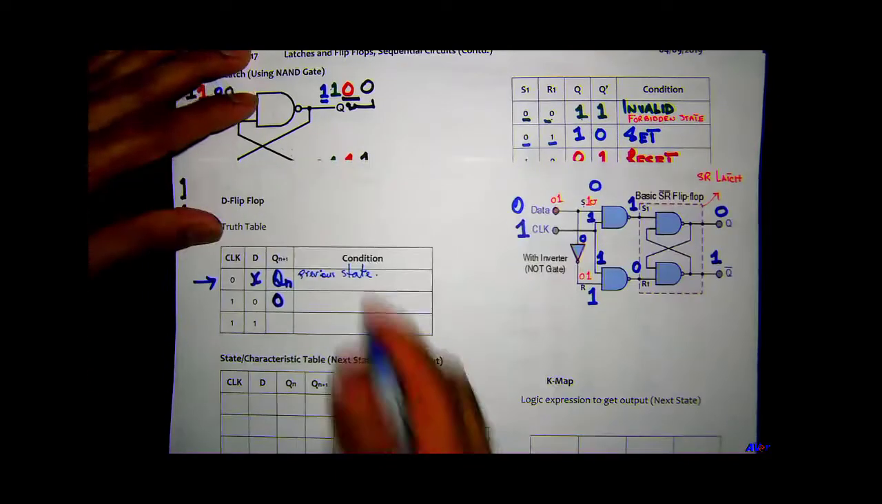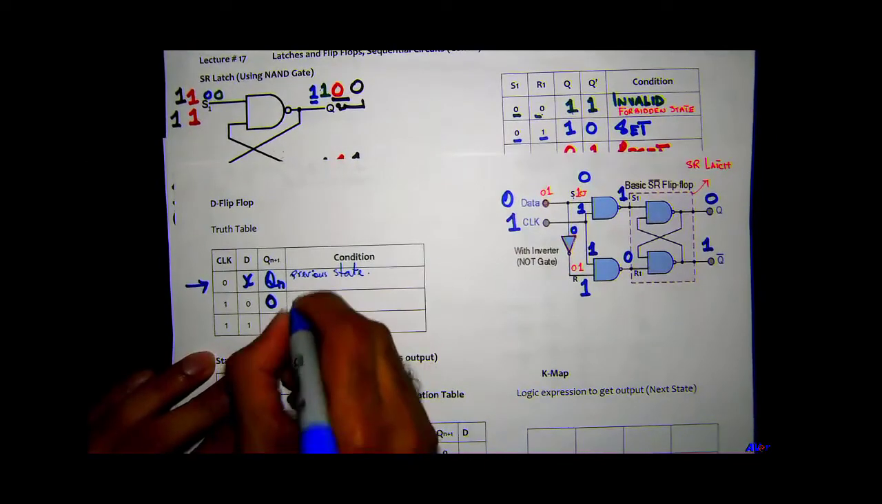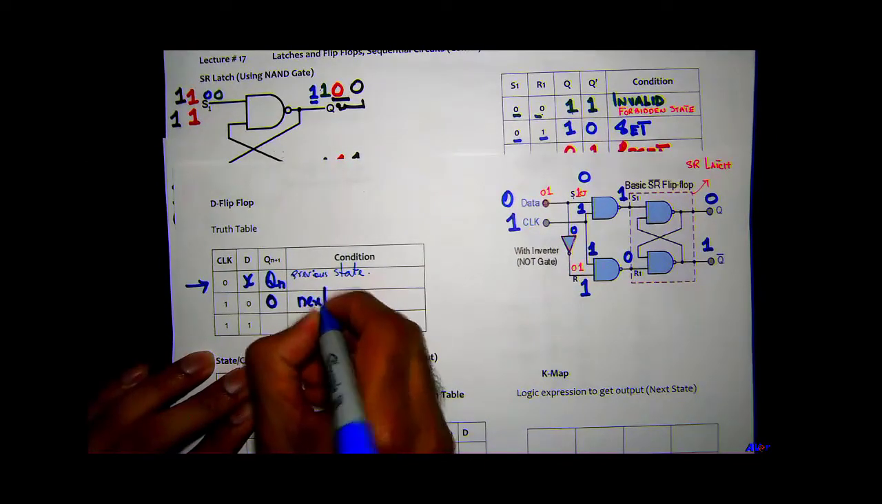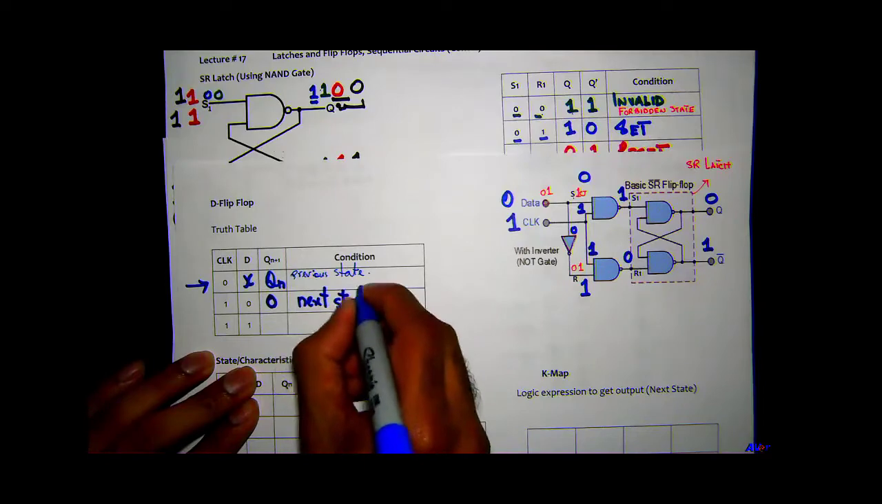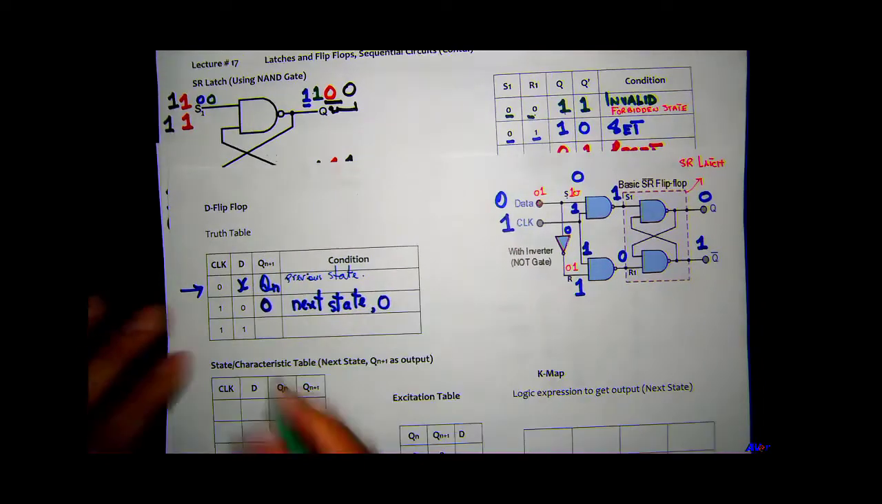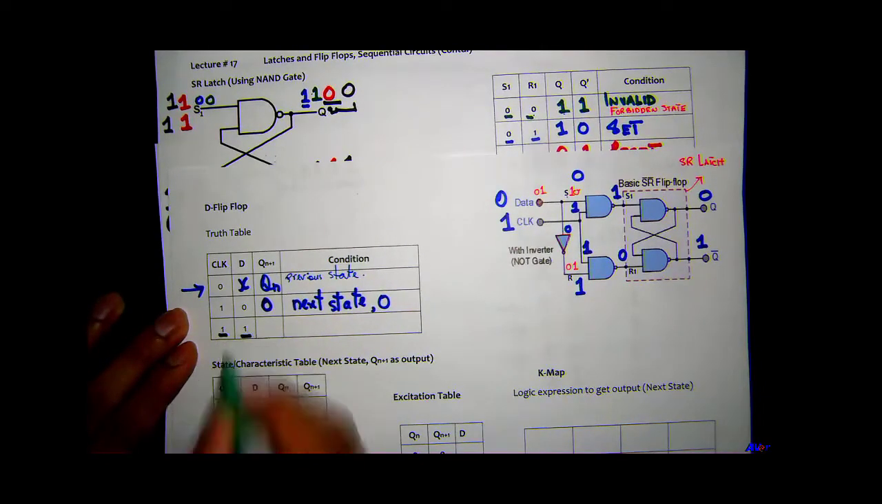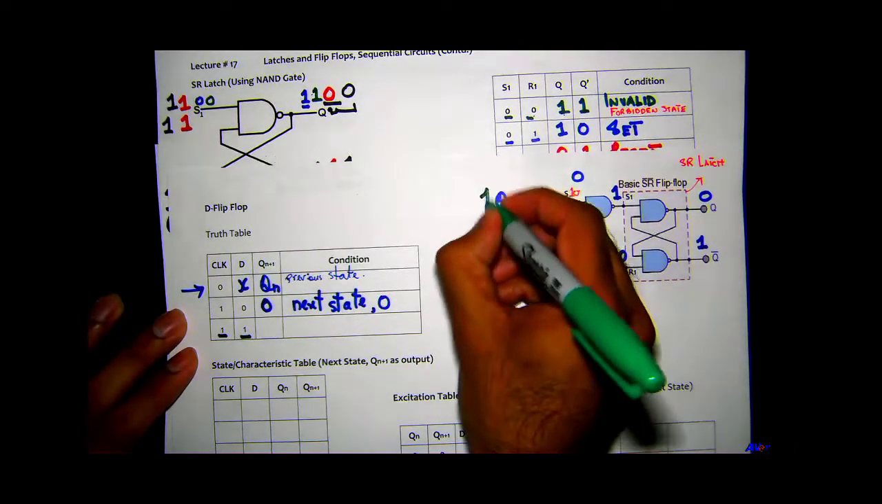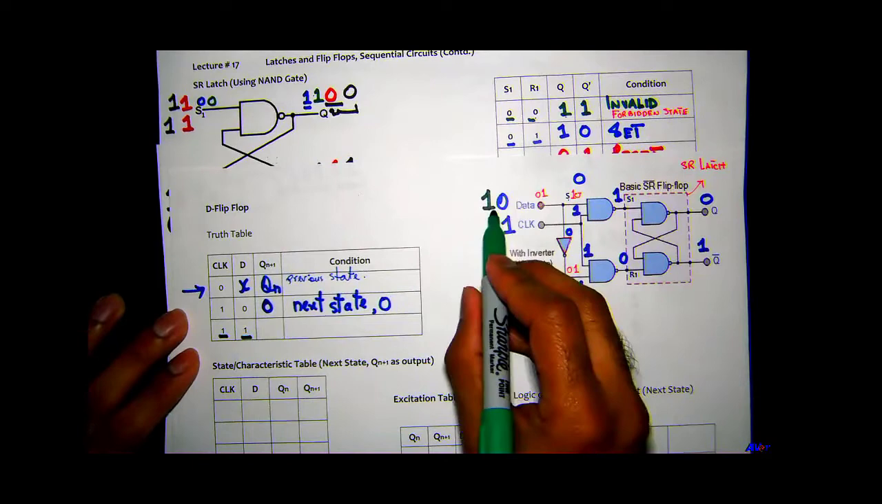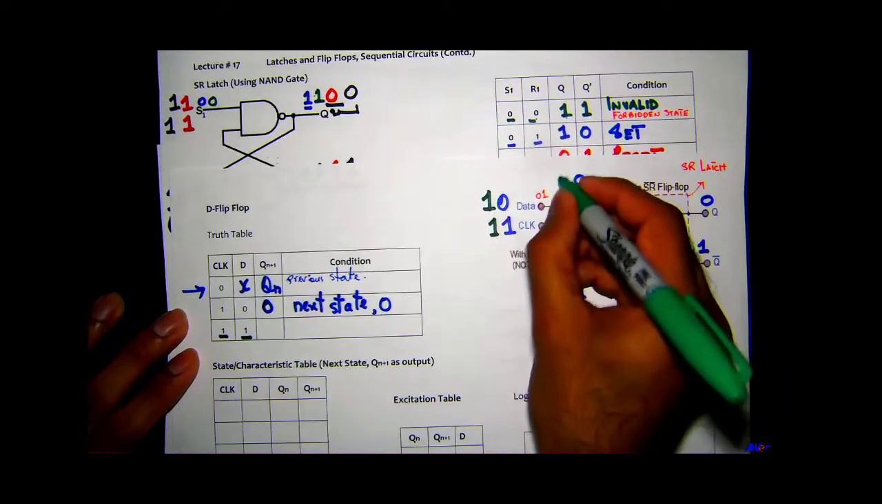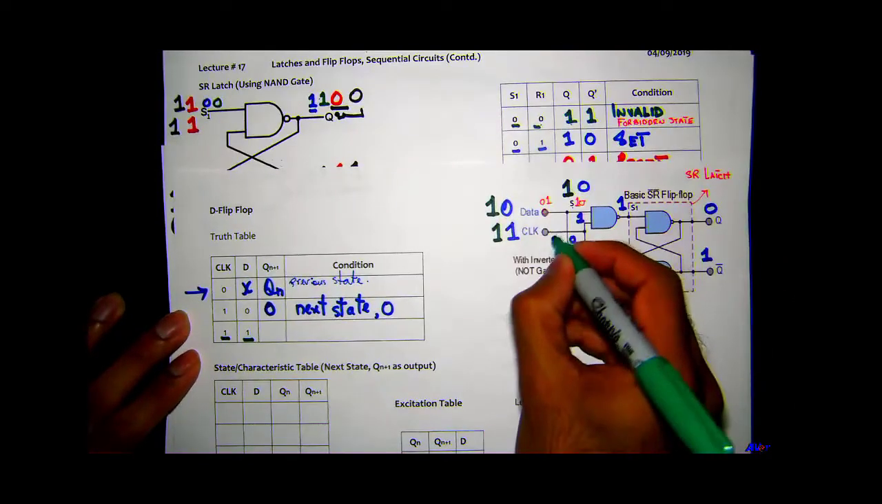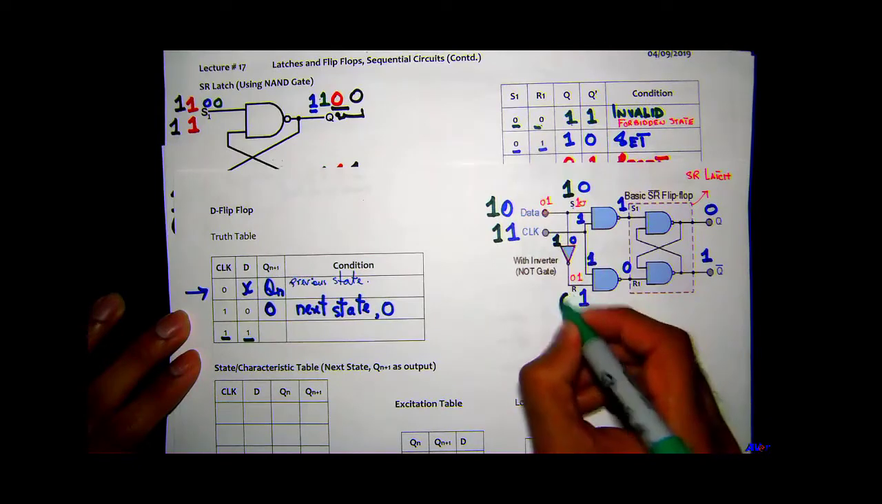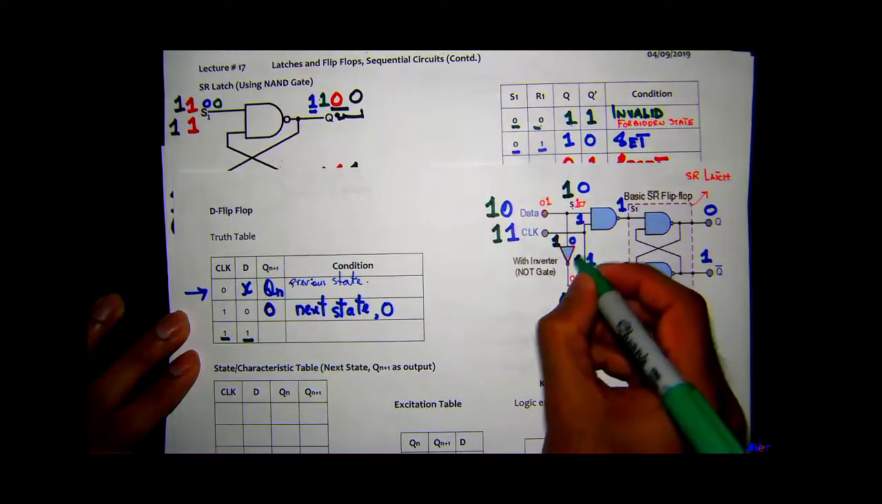Okay, makes sense? So this is the next state, which is going to be 0. Okay, clock is 1, D is 1. D being 1 means S is going to be 1. This 1 goes to the inverter, becomes 0, so that means R is 0. Clock is high again.